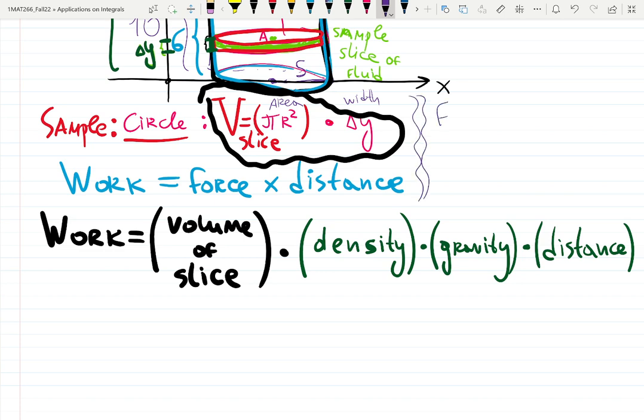But what I see from the book is the force is the weight of this object, and that sometimes is broken down into mass times gravity, or we just give you the weight, mass times gravity.